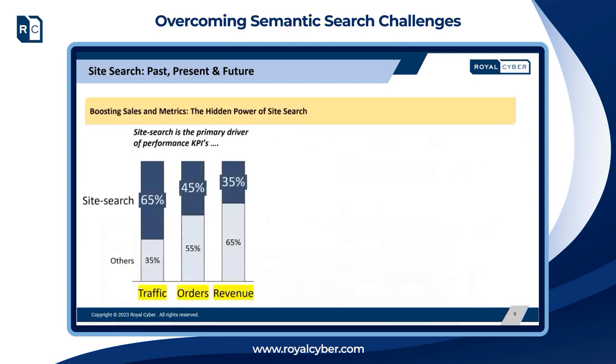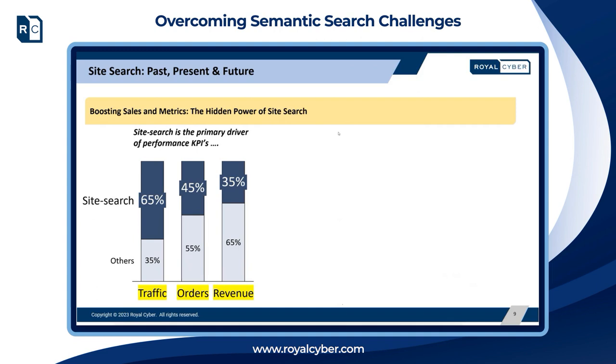Site search also has a hidden power. It boosts sales and metrics. Site search is the primary driver of performance KPIs. The chart here shows the contribution of site search to the top 3 KPIs for most e-commerce sites. As you can see, it drives 65% of the internal traffic and is a major contributor to revenue, as much as 35%, based on research provided by Algolia, who powers internal site search tooling.